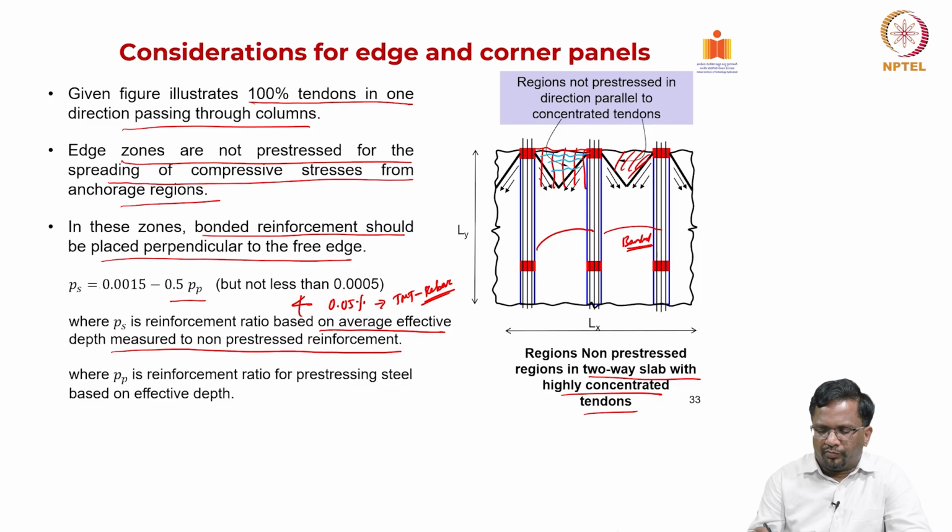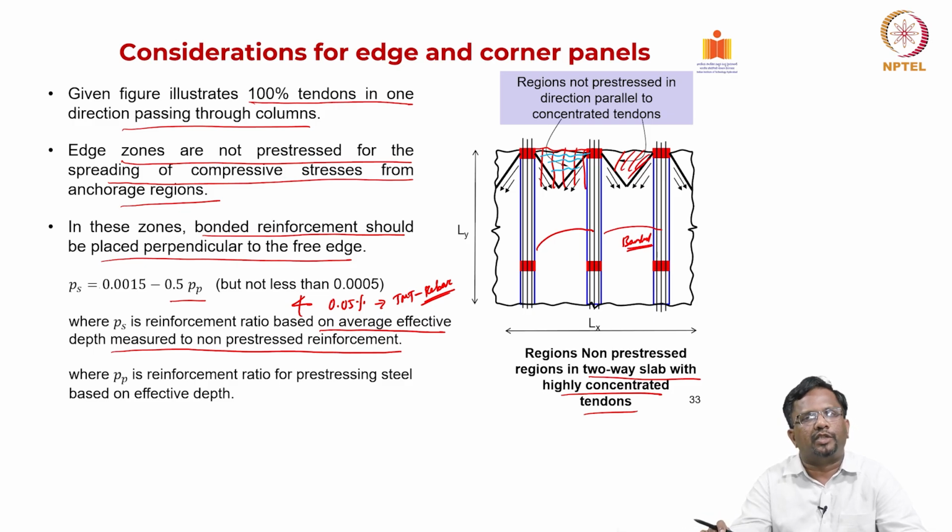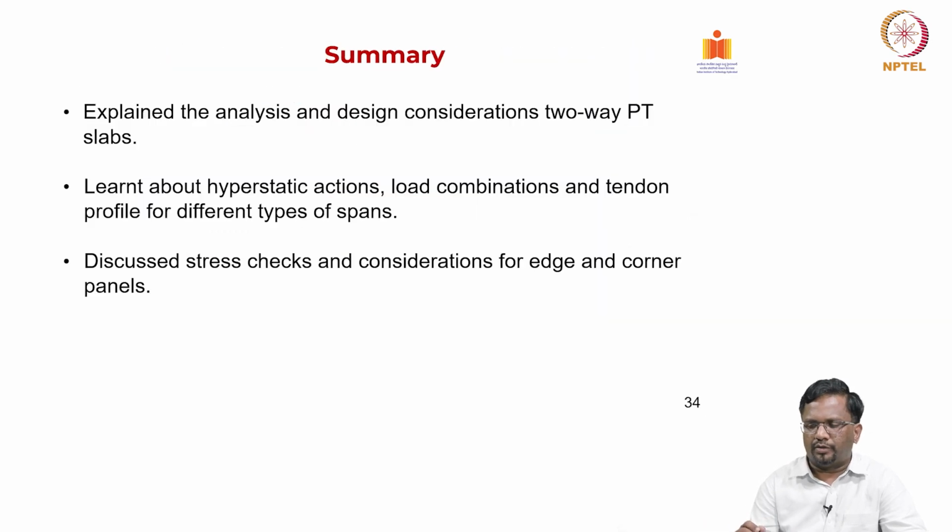Where rho_p is the reinforcement ratio of the prestressing steel. So, if you are putting some prestressing steel, basically what the code is saying is, you subtract that and then put the rest, but it cannot go anywhere less than 0.05%. Some minimum amount of non-prestressed reinforcement or TMT rebars is always required in these edge regions which are not going to be prestressed well. So, it may have cracking. To avoid the cracking, we need to put some bonded steel, especially in the edge and corner regions, right.